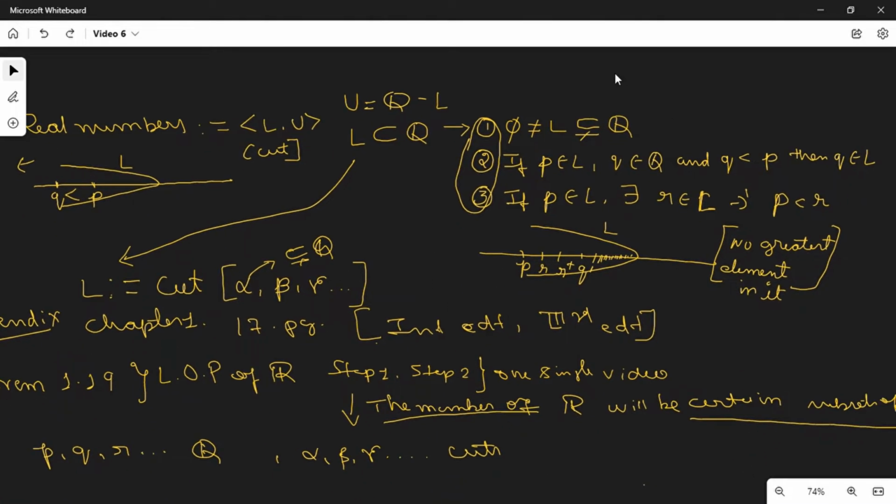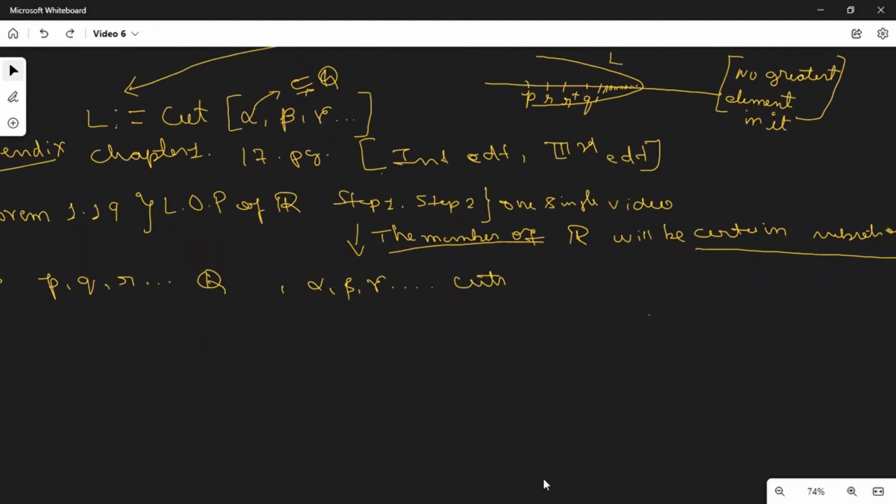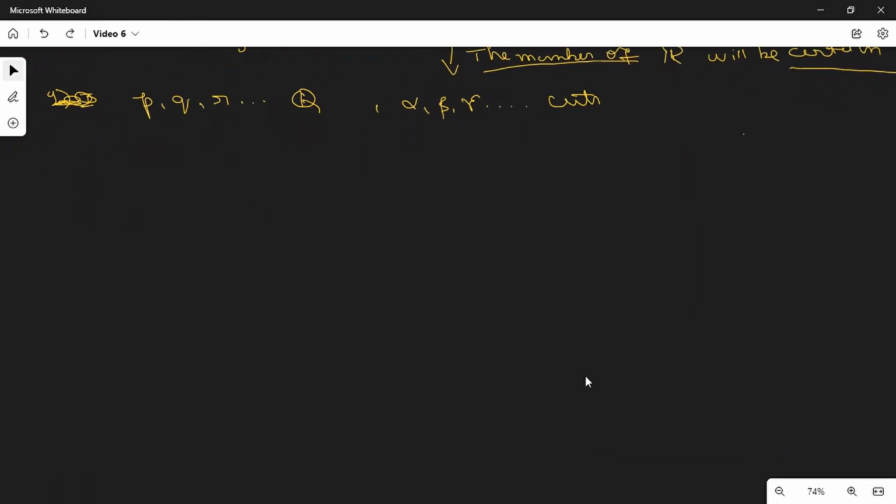Cuts are these things, this L itself with these three properties. I'm not going to define cut once again. So we have alpha, beta and gamma as cuts, and P, Q, R as rational numbers. If P is a rational number in some cut alpha and Q is a rational number which is not in alpha, then definitely P is less than Q.